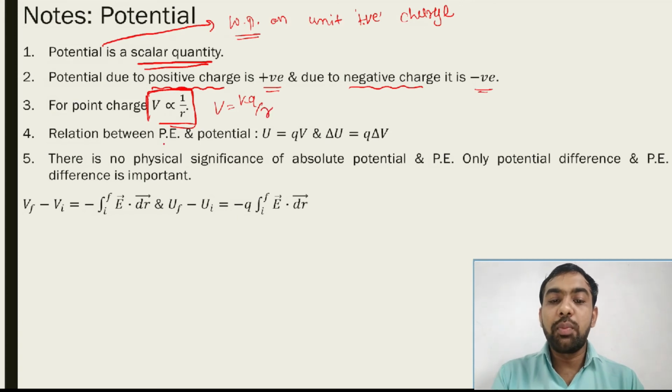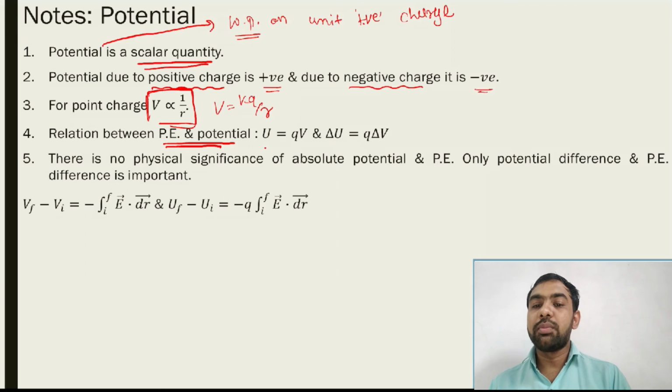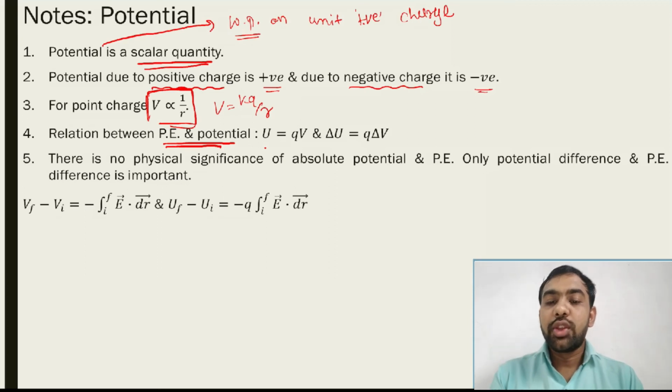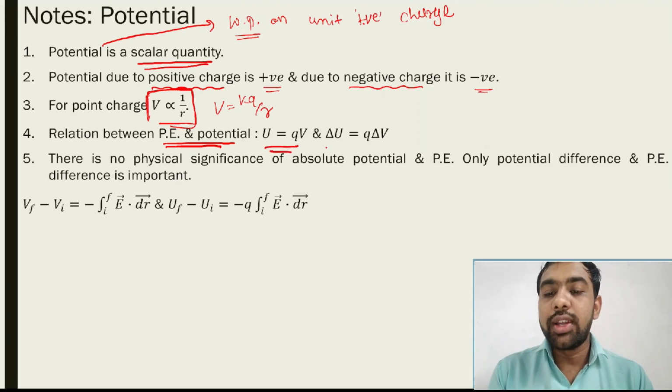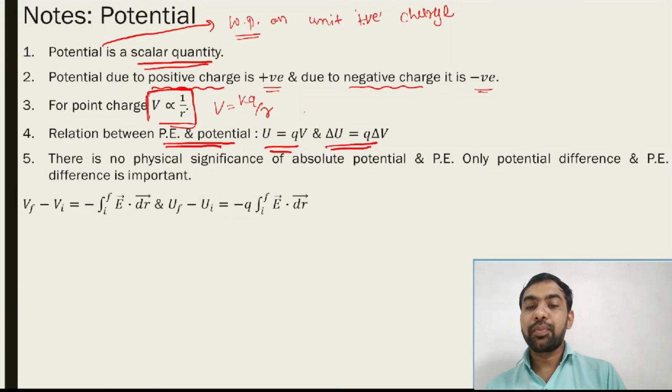Okay, the relation between potential energy and potential. This is quite important. U is equal to qV, or delta U is equal to q delta V.